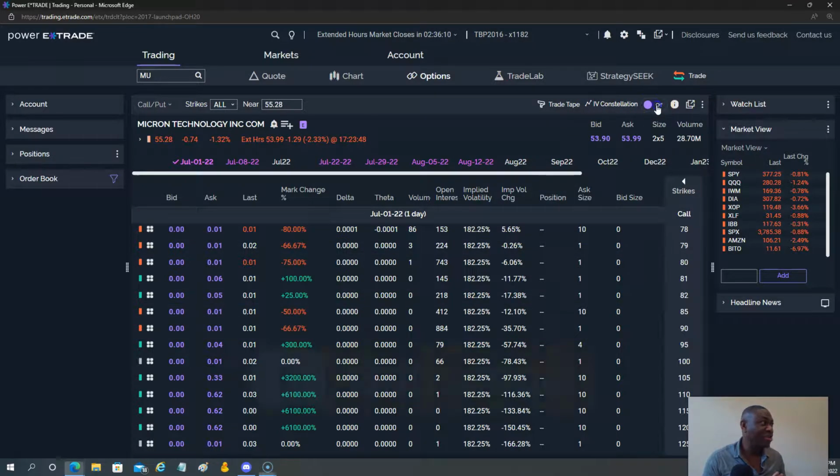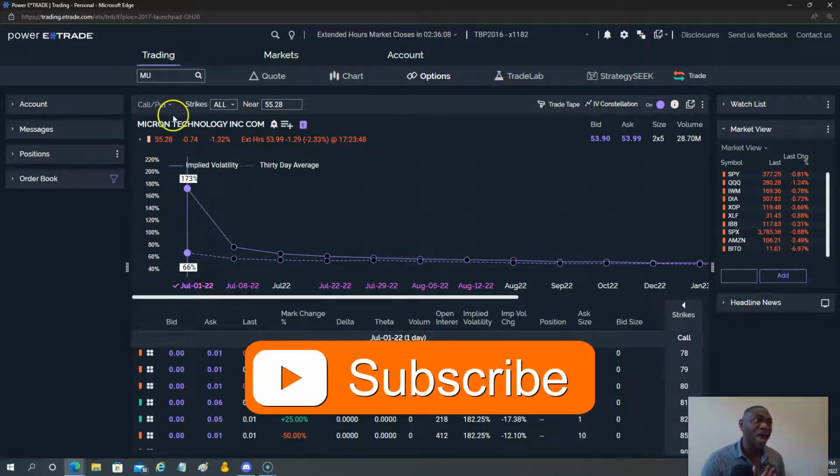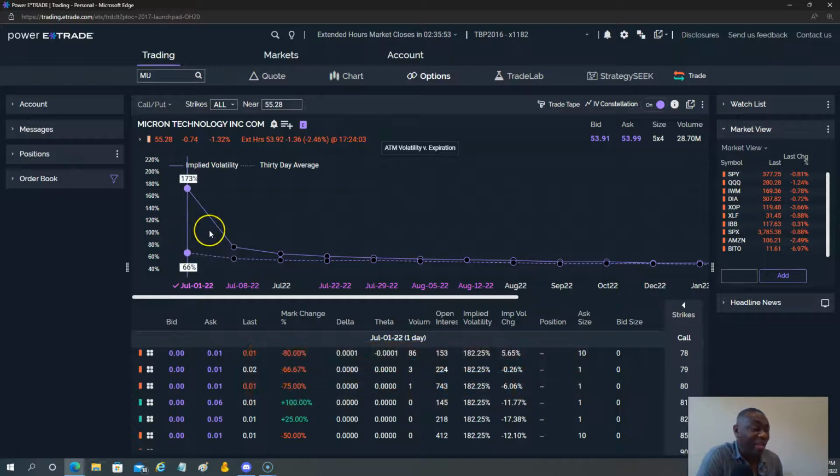And the way that you can recognize it, for me, for instance, here, I use Power E-Trade. There is actually an implied volatility constellation, meaning that they are showing us a historical view of implied volatility. So you and I can tell, while they are increasing the implied volatility, that there is a likelihood of a setup for an implied volatility crush.